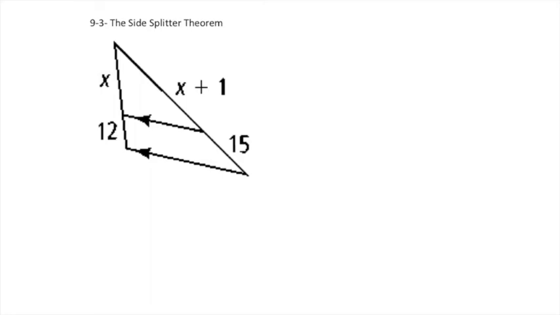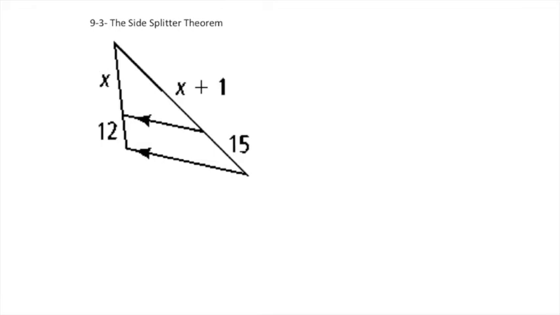So today we're going to be looking at the side splitter theorem. The side splitter theorem is one of my favorite theorems because it only works when you have a mid-segment, or a segment that is parallel to its base of a figure. How it works is actually quite simple. All you do is set up some proportions.